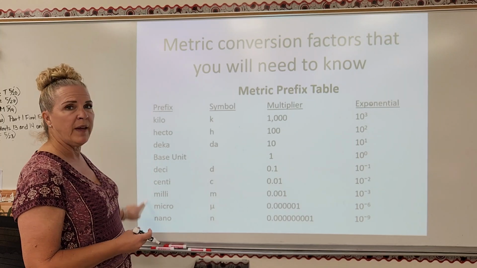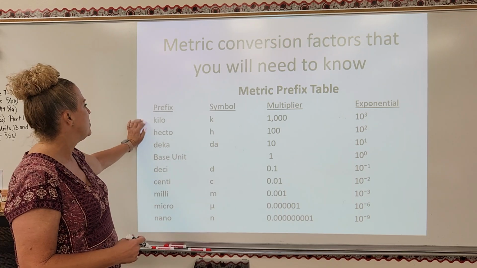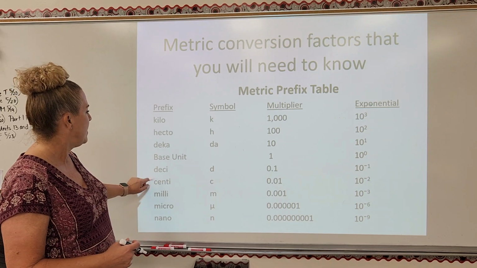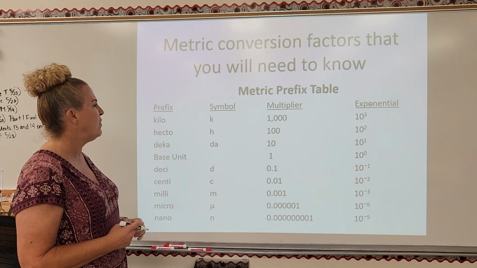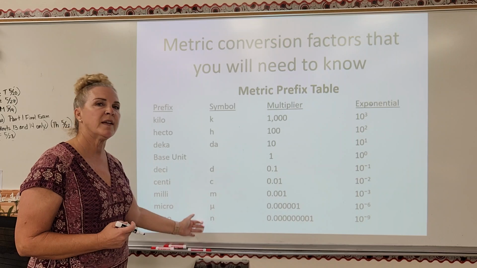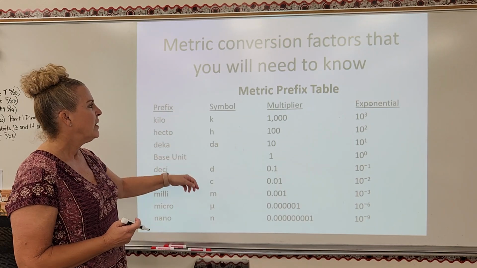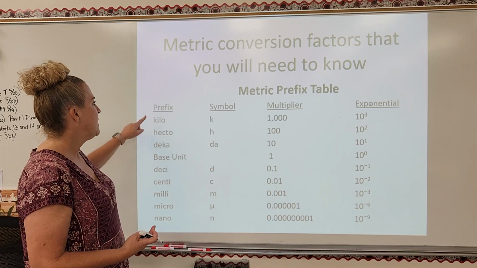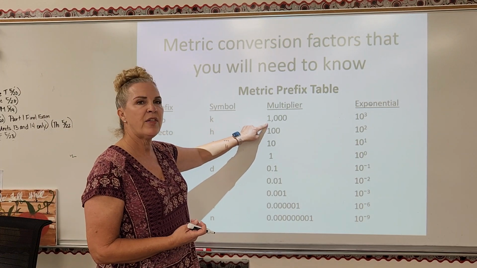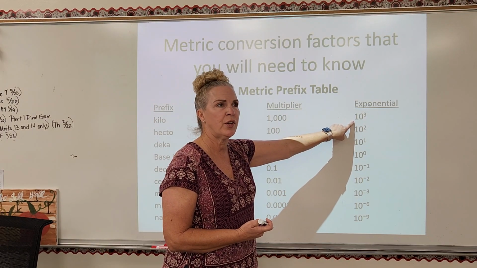So we have a prefix. Prefixes come before the base word. So kilo, hecta, deca, deci, centi, milli, micro, and nano are all prefixes. Each prefix has a symbol, all right? And the symbols are written here. These prefixes have meanings. Kilo means 1,000, and 1,000 can be written as 10 to the third.